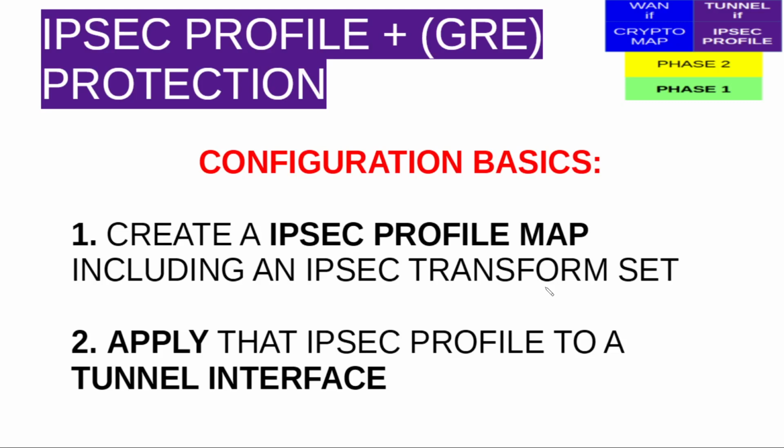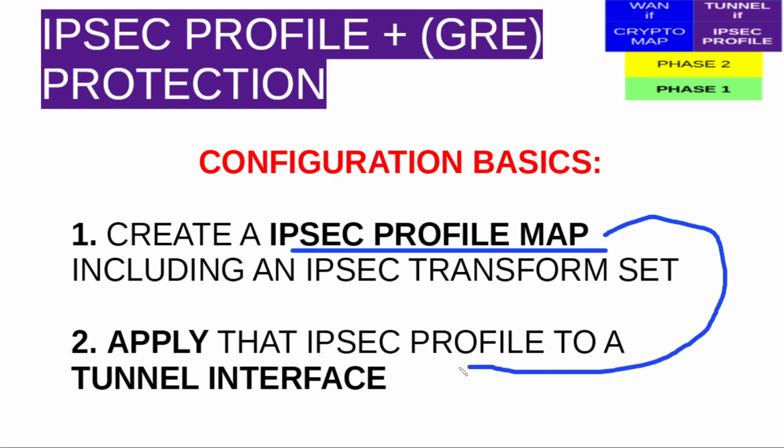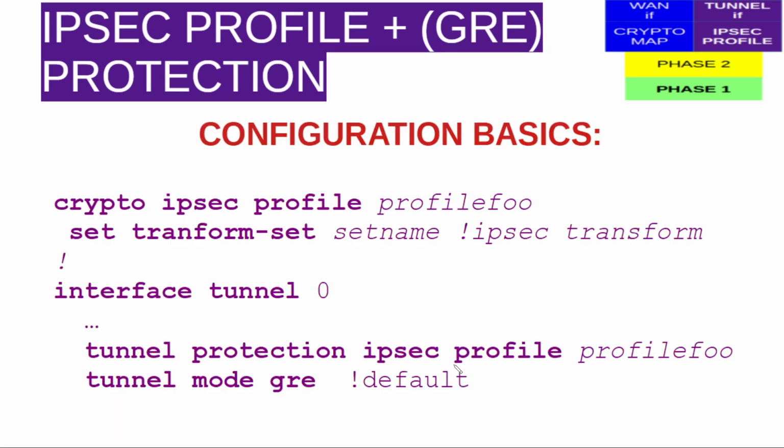crypto maps work. Now let's go and see another option for VPNs, which is IPsec profile. With IPsec profiles, we have what we call route-based VPNs. These types of VPNs are more friendly with routing protocols because the IPsec profile is attached to a particular tunnel interface. So first we're going to create the IPsec profile, and then we are going to attach it to a tunnel interface, and that is all we need to create a VPN connection.